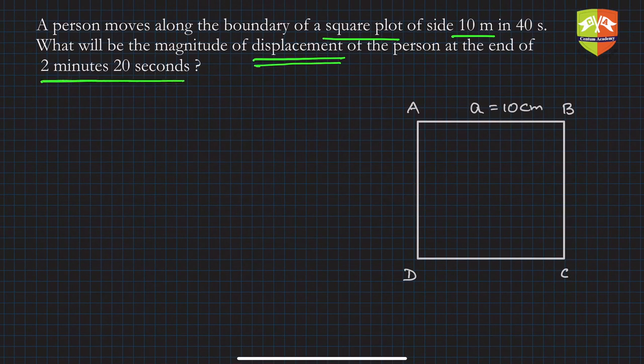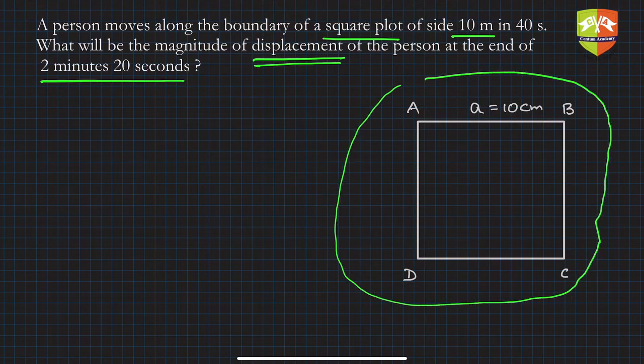This is the question. So there's a square field. Let's say the square field is A, B, C, D, and the person is going like that, coming back to A, and going around this periphery. The question is, find the displacement after the end of 2 minutes 20 seconds.